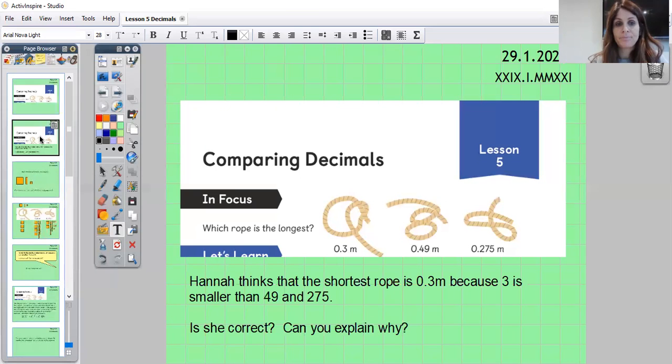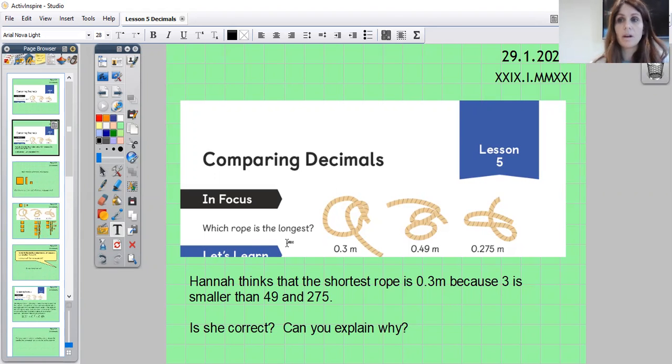Okay, so I'm going to be devil's advocate. If you don't know what that means, you can go and find out. Hannah and I think that the shortest rope is 0.3 meters because 3 is smaller than 49 and 275. Now, I know the question's asking which is the longest. We're just exploring at the moment. So Hannah and I, this is what we think. Are we correct? Can you explain why?